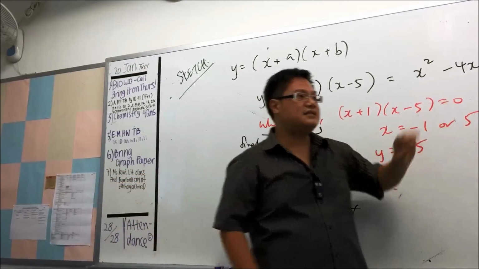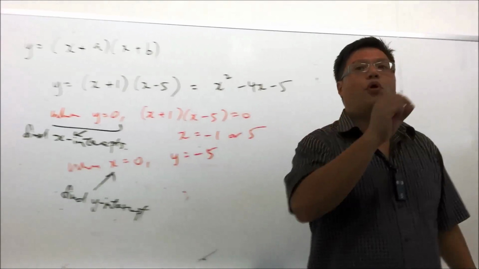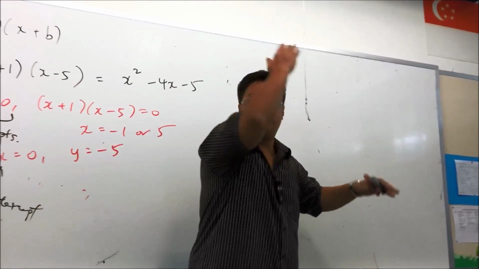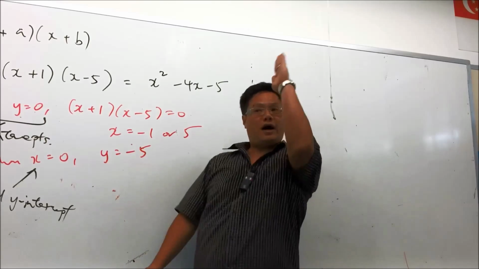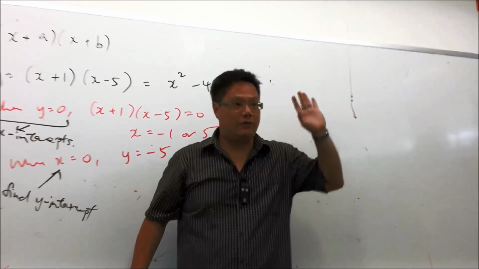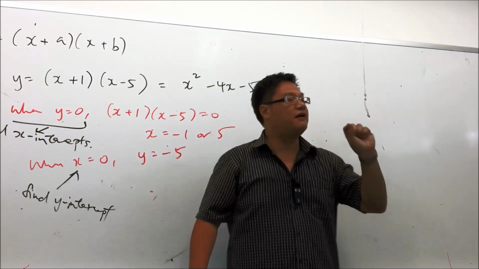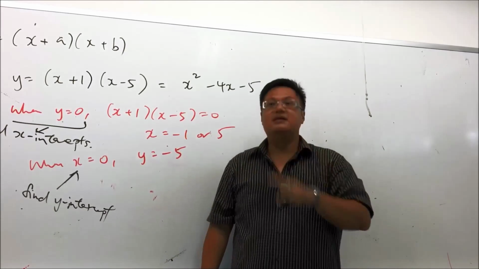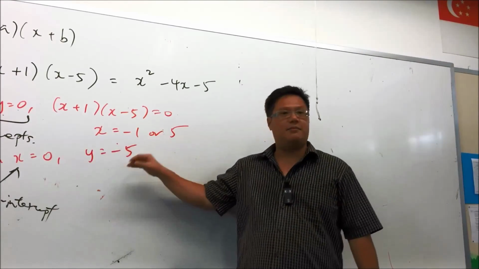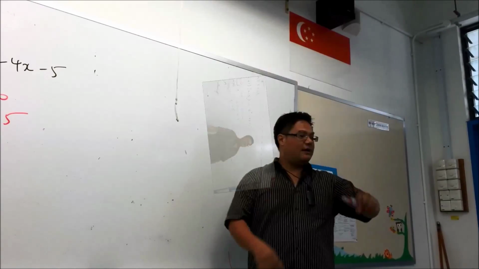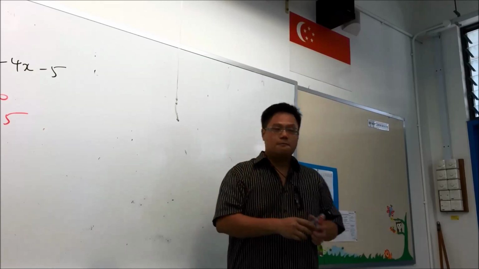Cool? What is x-intercepts? X-intercepts is the points on the x-axis where the graph cuts through. What is the y-intercept? The point on your y-axis where your graph cuts through. Are we clear? Yes. Okay, very quickly now, 1 minute. Based on this information, smiley face, x-intercepts, y-intercept, sketch the graph now. Okay, watch here. I'm going to show you how it is done.